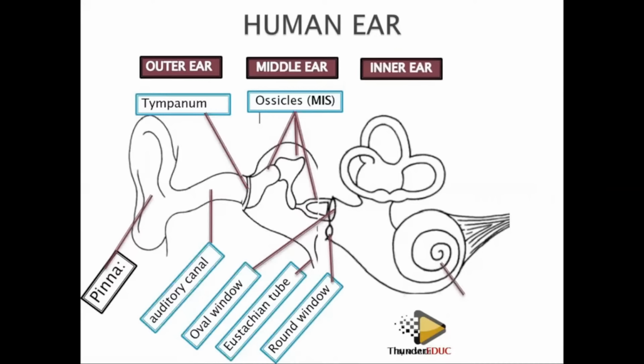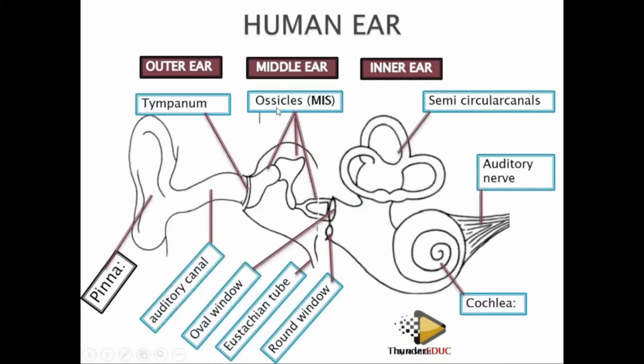Then you have what you call the inner ear. The inner ear is divided into different parts also, whereby you have the cochlea. Then you have the auditory nerves. The cochlea is where you find the cells detecting the sound or the vibration. The auditory nerves send impulses to the brain.